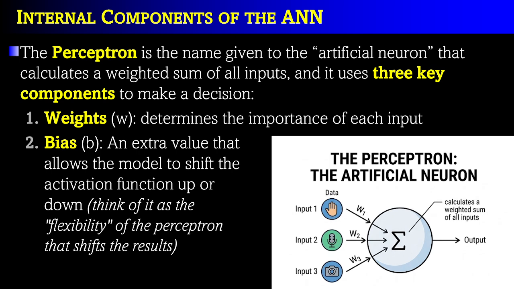There's also something called a bias value in each perceptron. This is an extra value that's given to a perceptron that allows the model to shift the function up or down. Think of it as a way that you can influence the perceptron, or think of it as flexibility of that perceptron that can shift the result despite the input value.